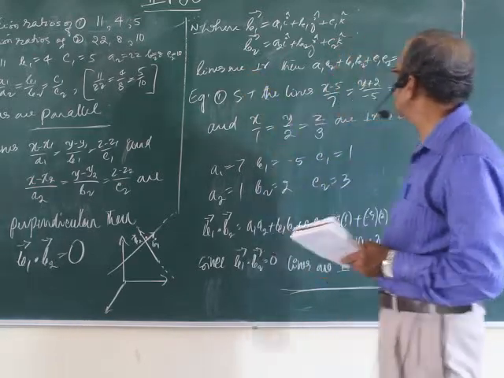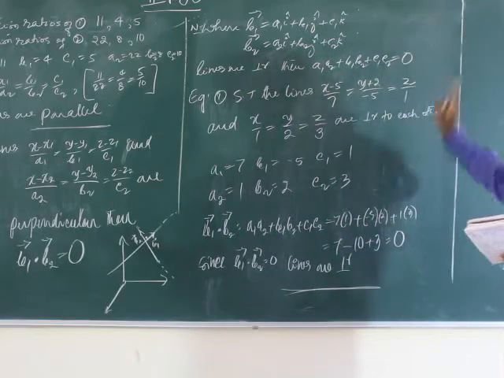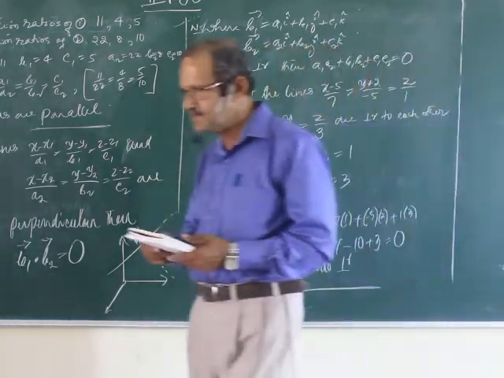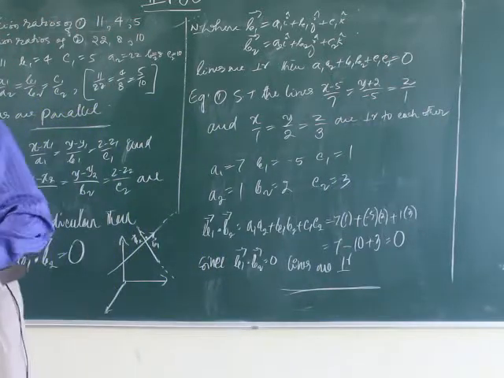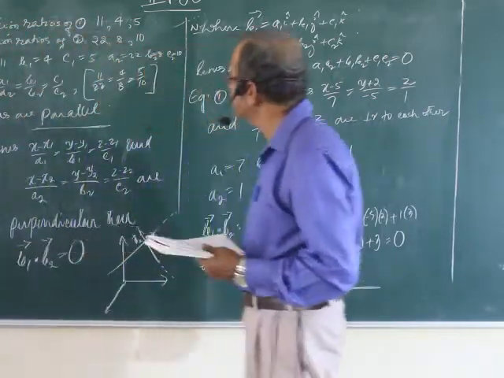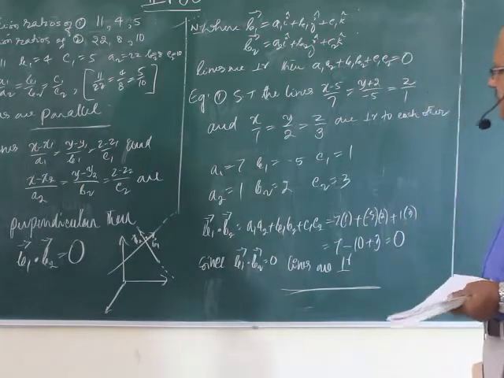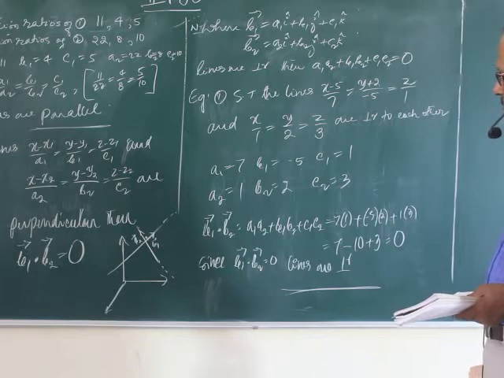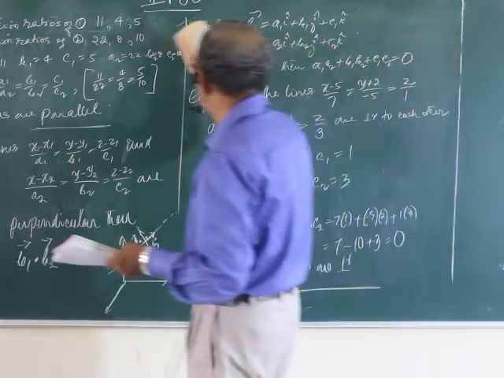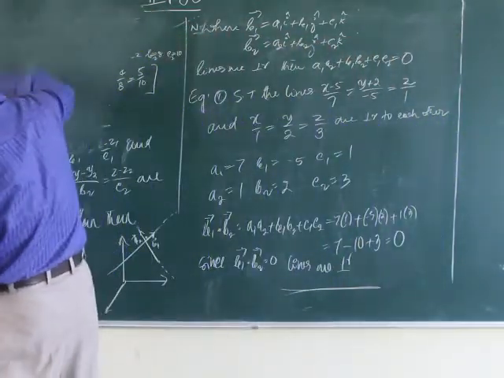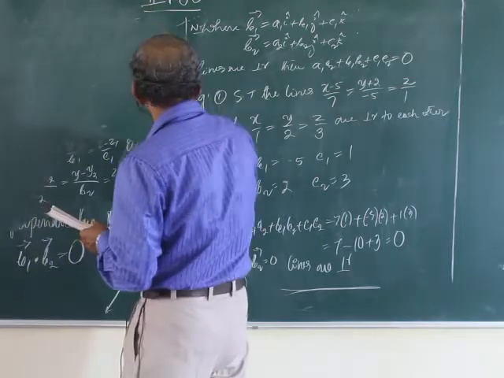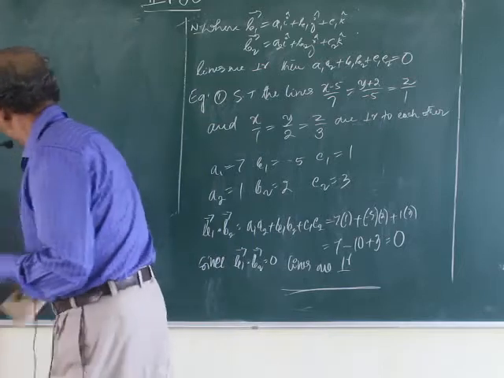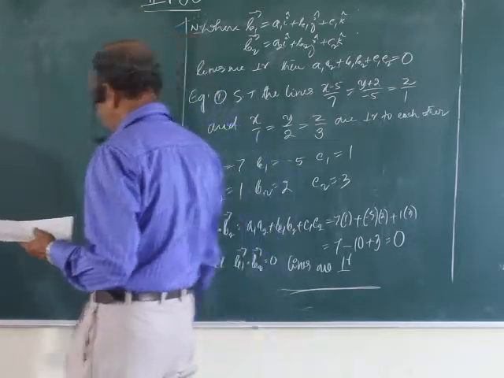Lines are perpendicular, then dot product is 0. Show that the lines are perpendicular. Okay, let me take another problem. Second one, problem number 2.